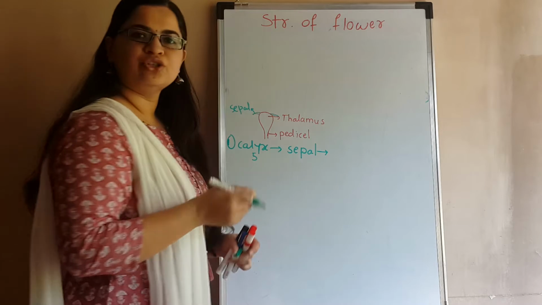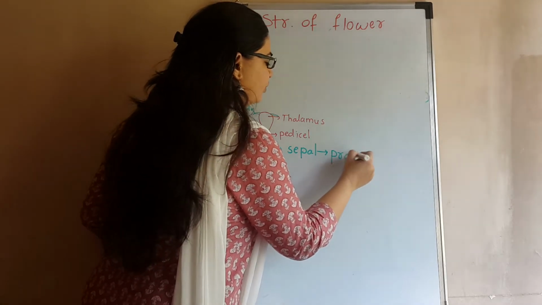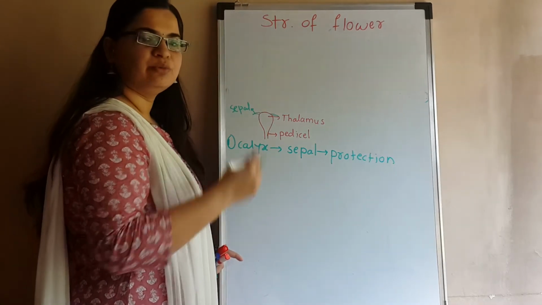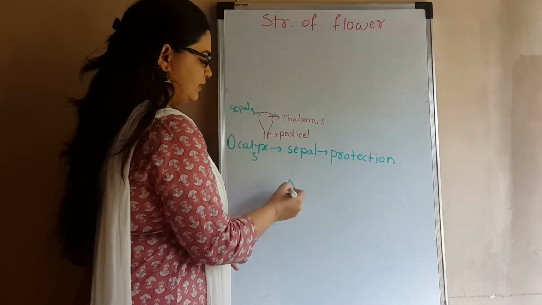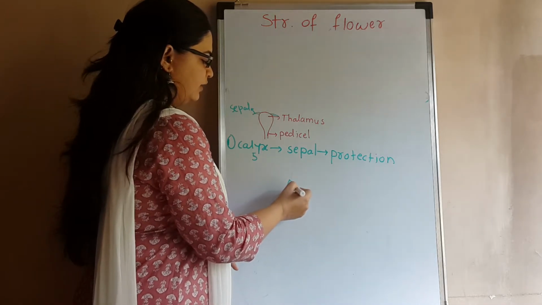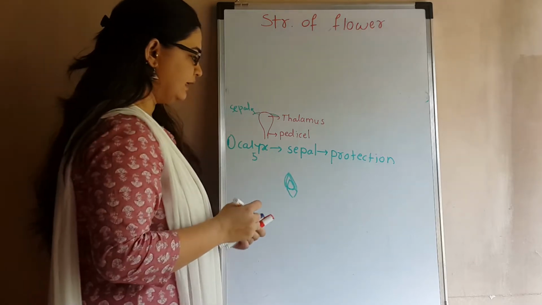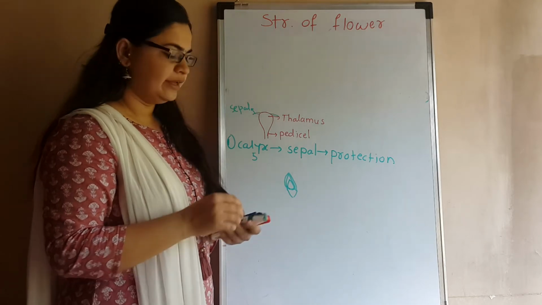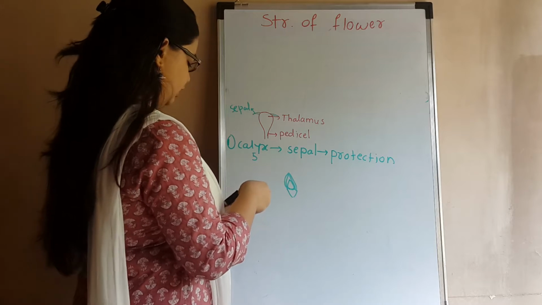What could be the function of the calyx? Calyx is responsible for the protection of the flower when the flower is in bud condition. You must have observed it in rose, hibiscus. This is the bud of the flower, and this would be the calyx. So the calyx is green in color, and it is responsible for the protection of the flower in bud condition. So this is the calyx.